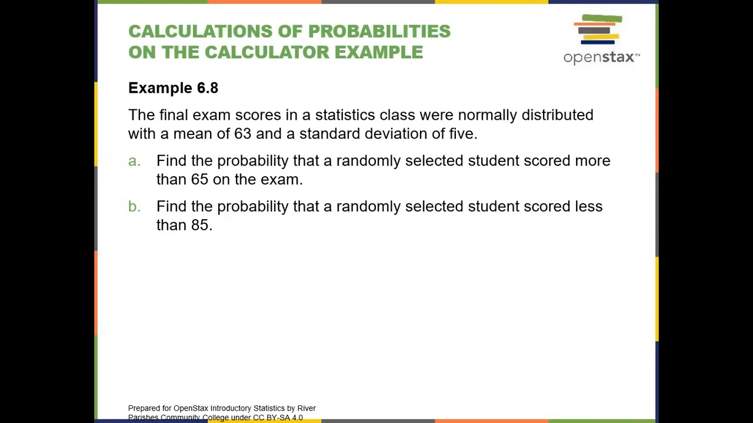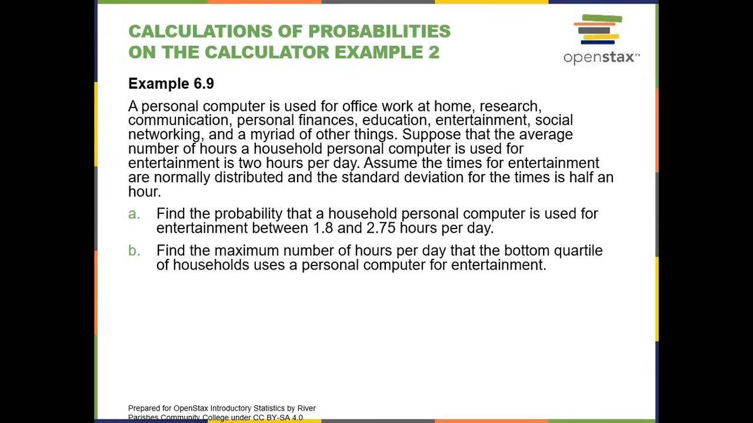What is my upper? I want to find the area to the left of 85, so I'm going to stop at 85. My upper is 85. My mean is 63. My standard deviation is 5. I go down, put the cursor on Paste, hit enter, and then enter again. And the answer is 0.999, almost all the area under 85.